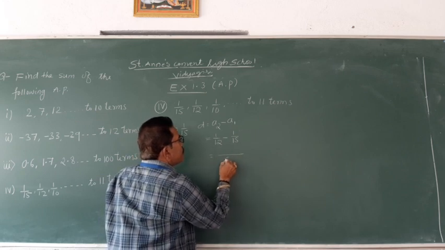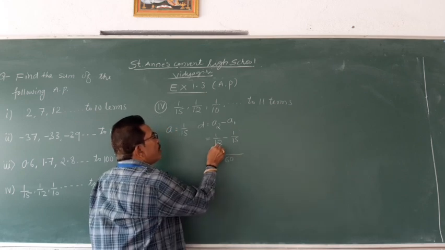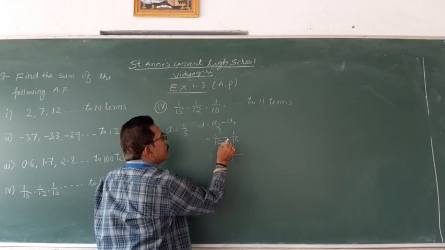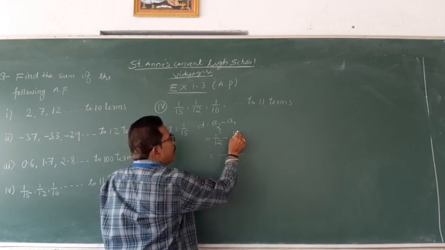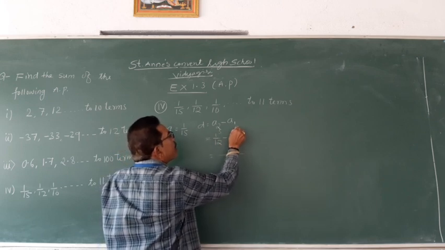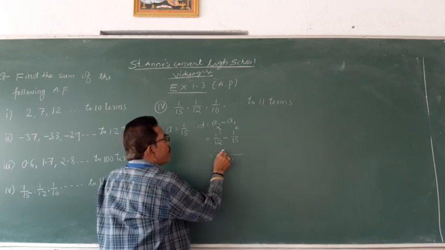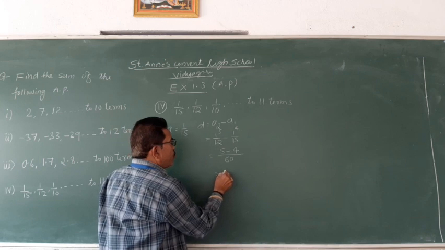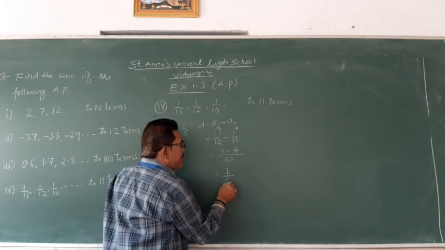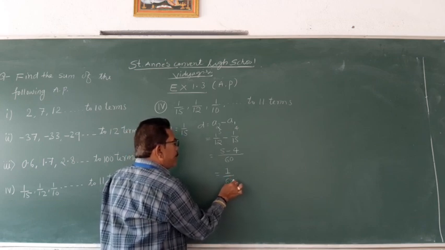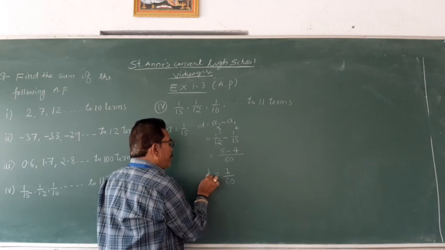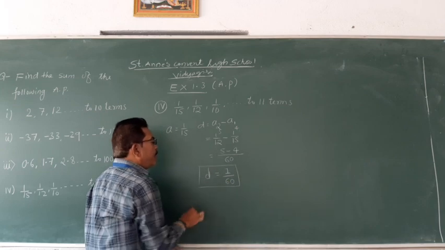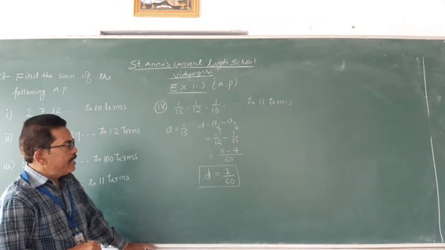LCM 60. 12 fives are 60, 15 fours are 60. So 5 minus 4, that equals 1 by 60. D equals 1 by 60.